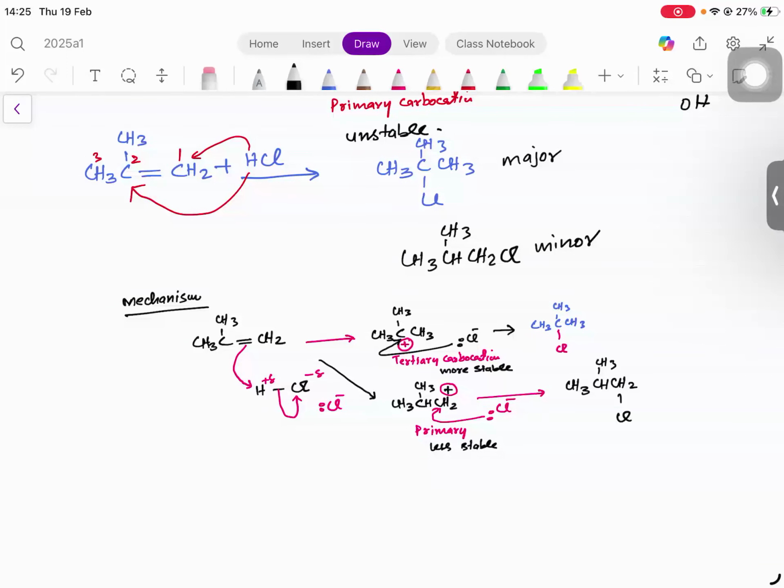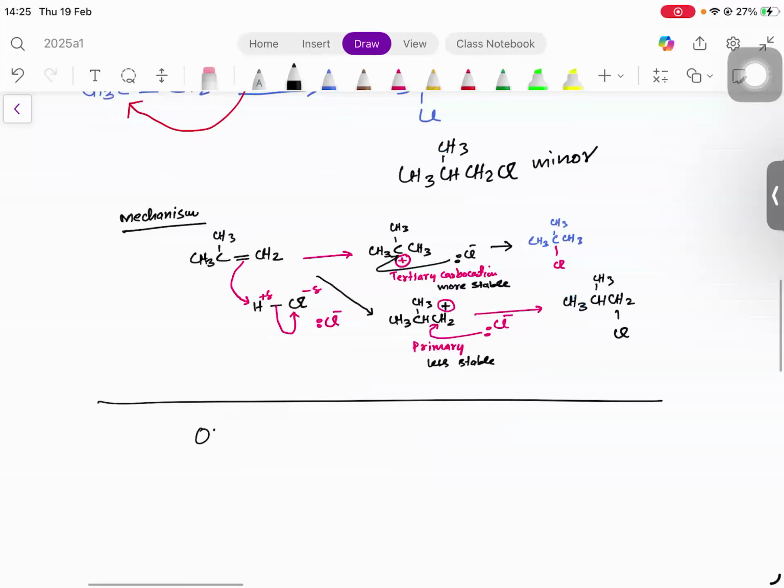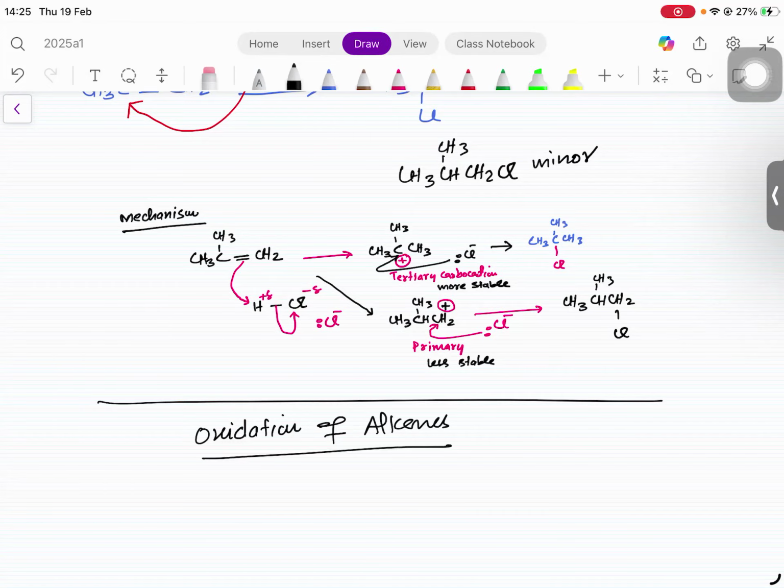Oxidation of alkene next. No, we have 5 minutes. Oxidation of alkenes. No, halfway. Oxidation of alkenes. No, it will be done by the end of the class.